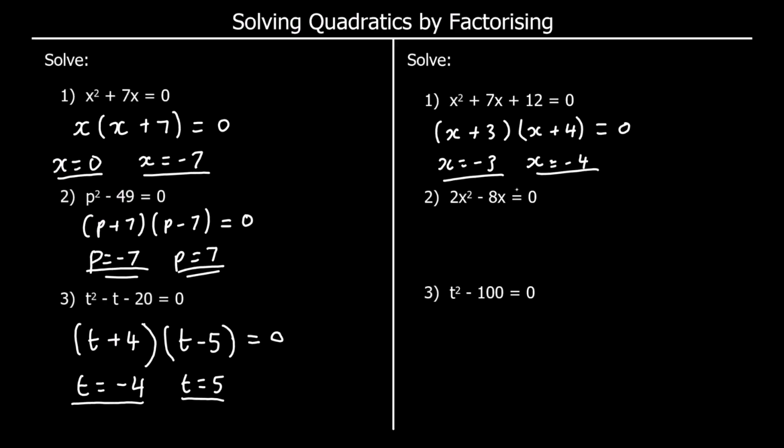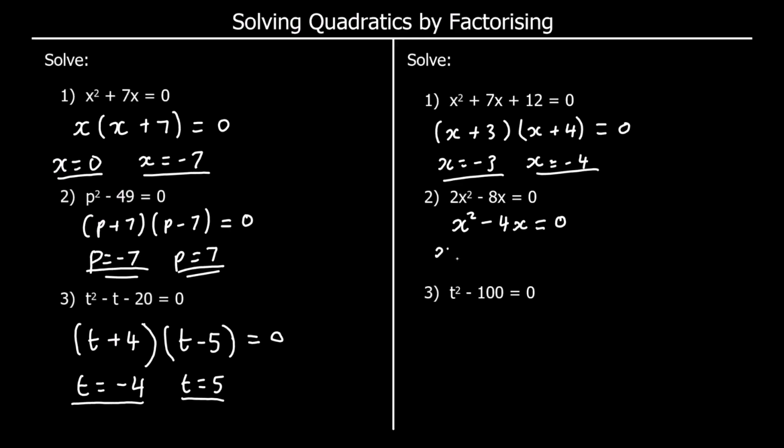Question 2, we can factorize into a single bracket this time. They've both got 2 and x in them. Although what we could also do is divide through by 2 and get rid of the 2 completely. So if we divide both sides by 2, we'll just get x squared minus 4x is equal to 0. You don't have to do that. You could have gone straight to factorizing. You will end up with the same answer.